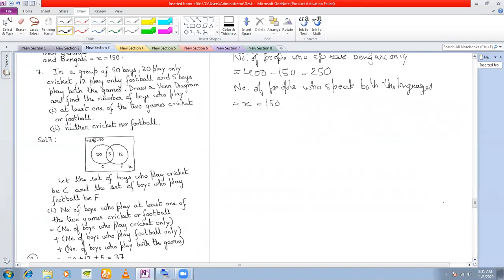In a group of 50 boys, 20 play cricket, 12 play football, and 5 play both the games. Draw a Venn diagram and find the number of boys who play at least one of the two games, cricket or football, and neither cricket nor football.